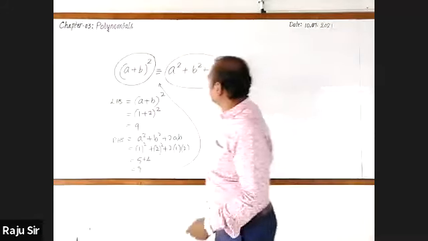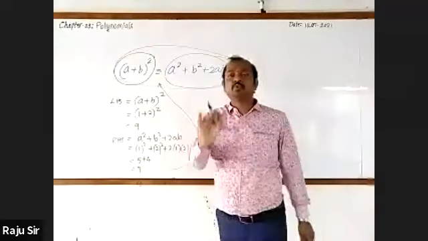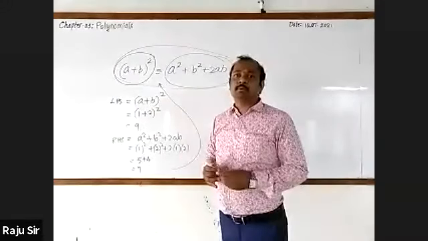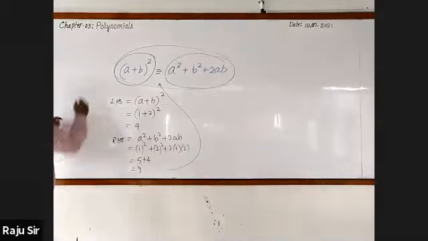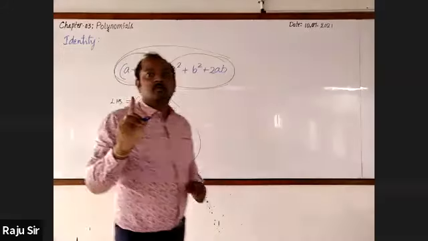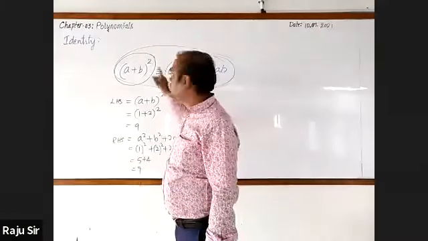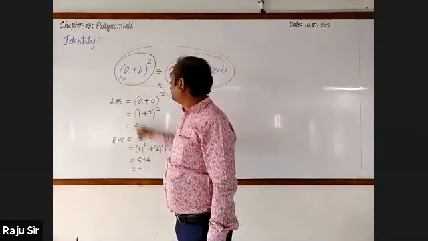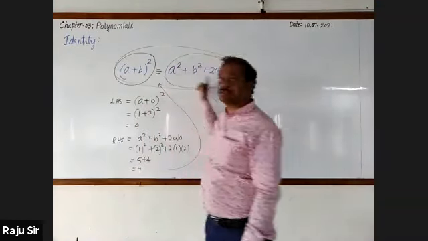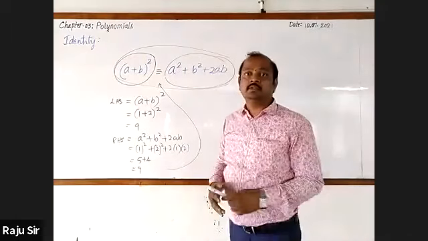So such a mathematical statement, which is true for all the values of its variables, is called an identity. Did you understand? Once again: a mathematical statement which is true for all the values of its variables is called an identity.